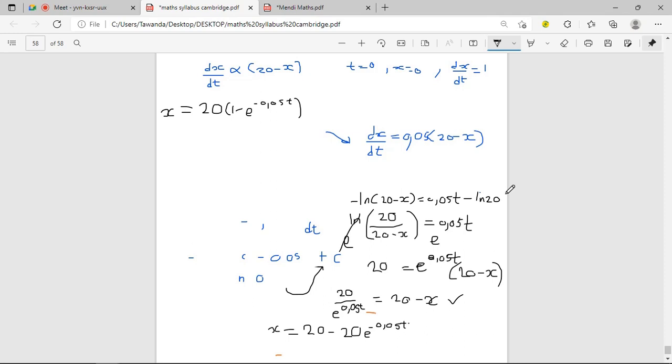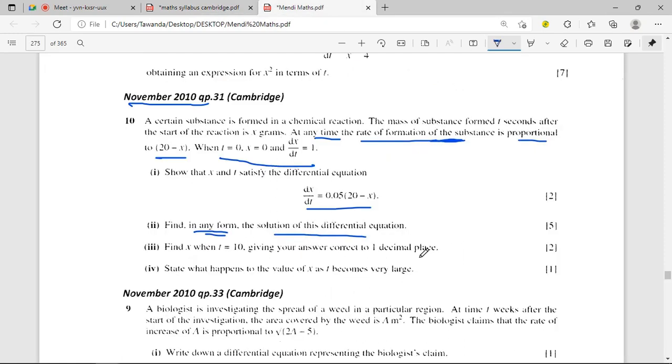But according to the question, you can get all the 5 marks from here, because they were saying in N4. But if they were going to say make your x the subject, that would be our ideal x: 20, open bracket, 1 minus e to the power of negative 0.05 t. So that is this part where you have your 8 marks. Then for part 3, what are they saying?